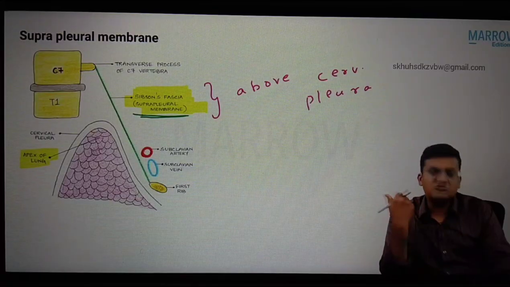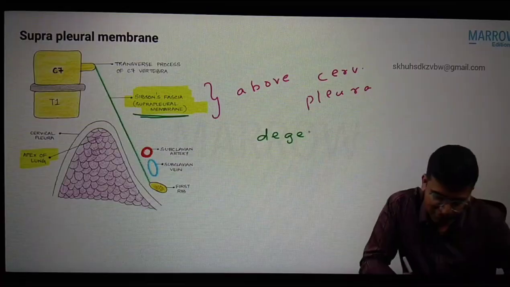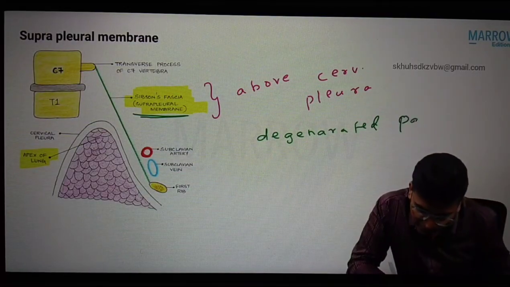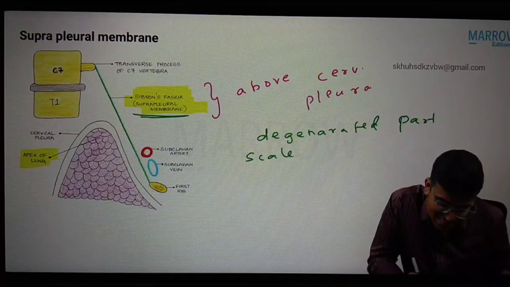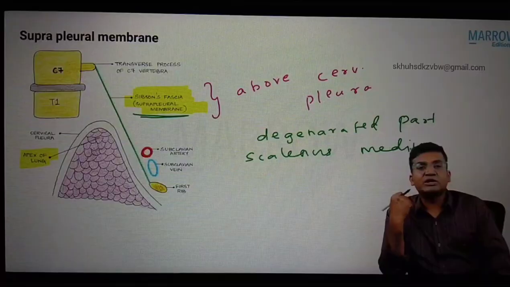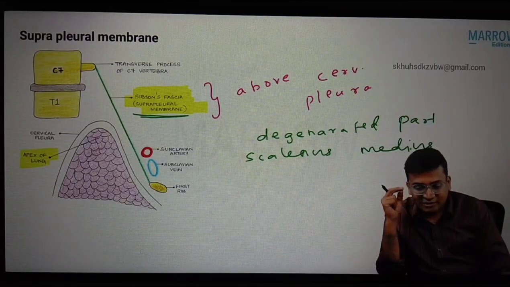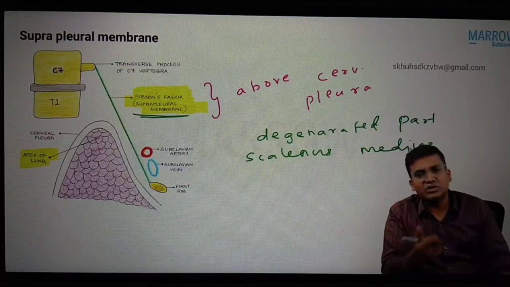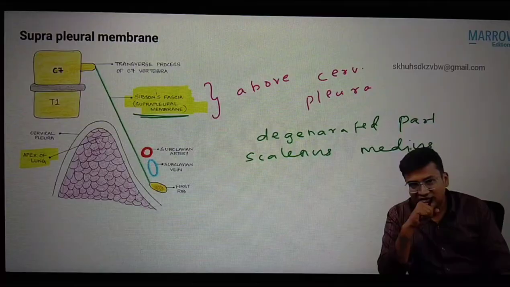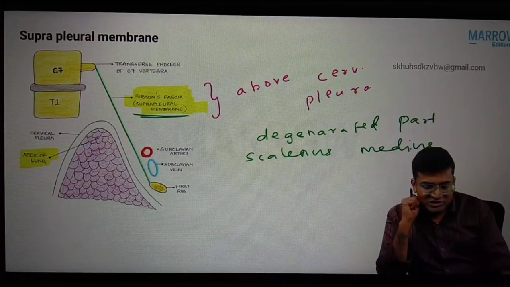Now this Simpson's fascia, suprapleural membrane, is nothing but the degenerated part of one muscle. Which muscle? Scalenus medius muscle. And that is a question we got in 2018 NEET exam. They gave the Simpson's fascia, it is a degenerated part of scalenus anterior. That is wrong. Simpson's fascia is coming from scalenus medius muscle, degenerated part of scalenus medius muscle.